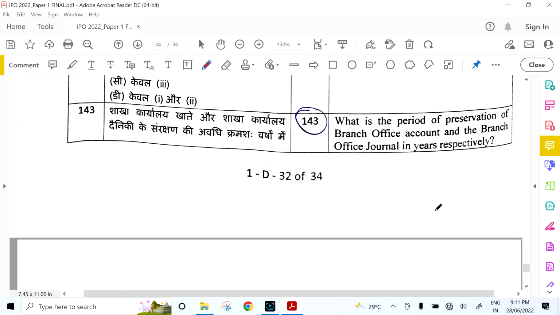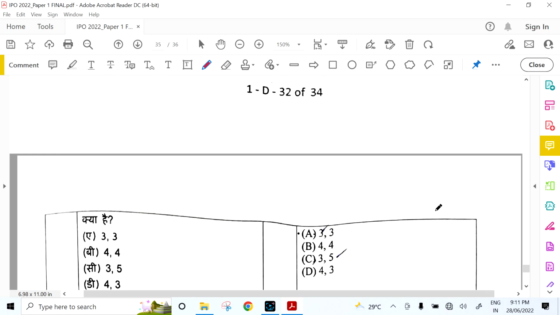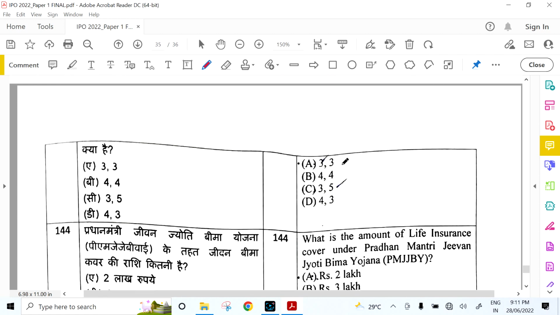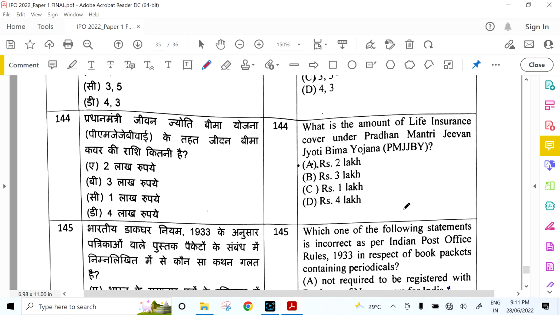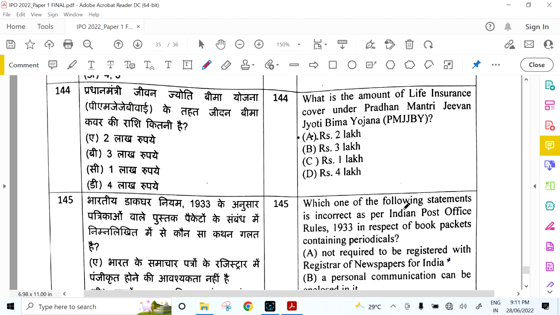What is the period of preservation of branch office account and branch office journal in the years respectively? It is 3 years and 3 years only. What is the amount of life insurance cover under Pradhan Mantri Jeevan Bima Yojana? It is 2 lakhs.